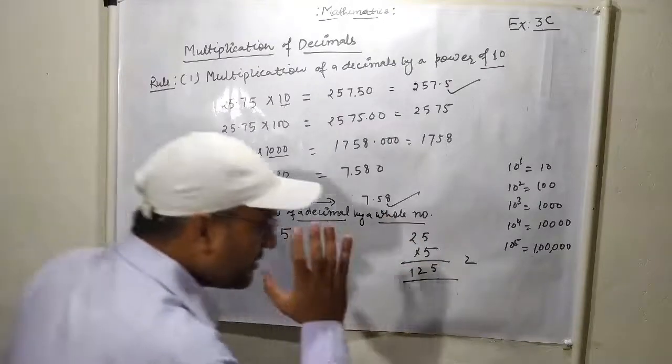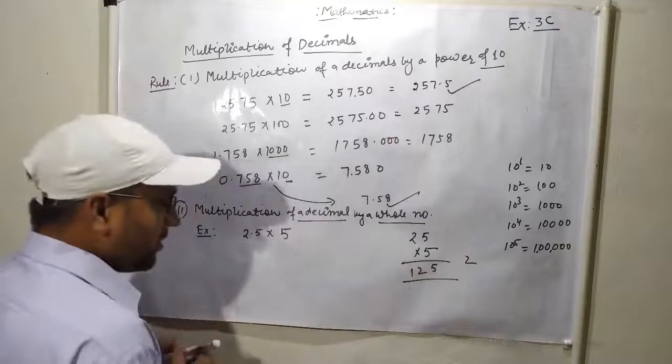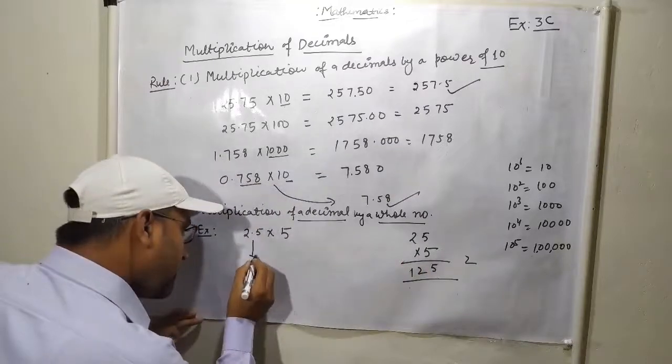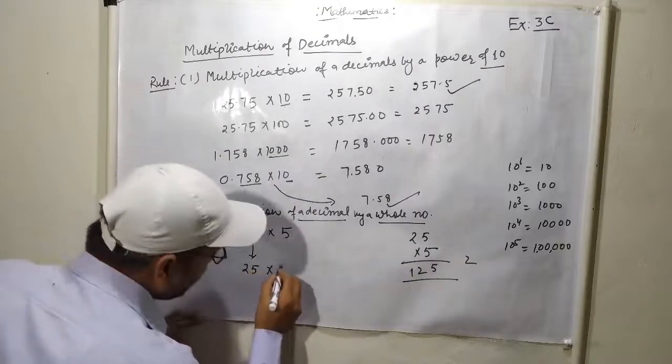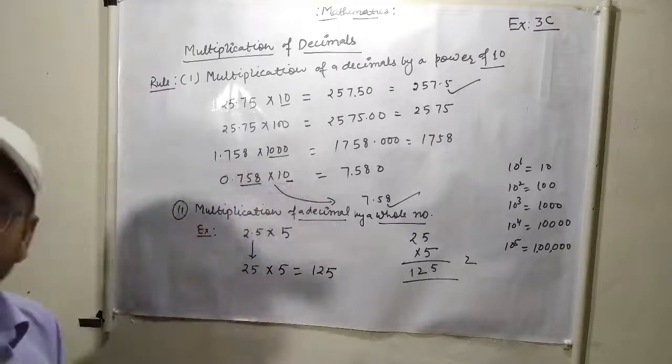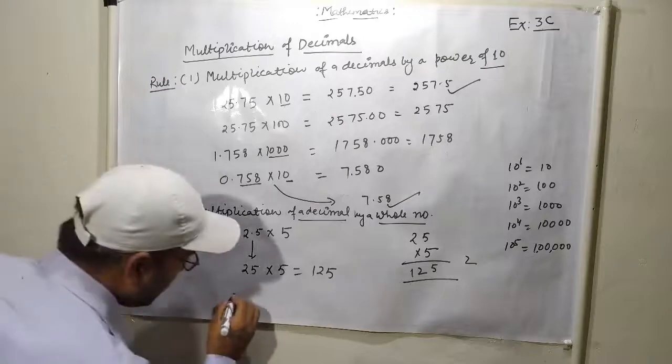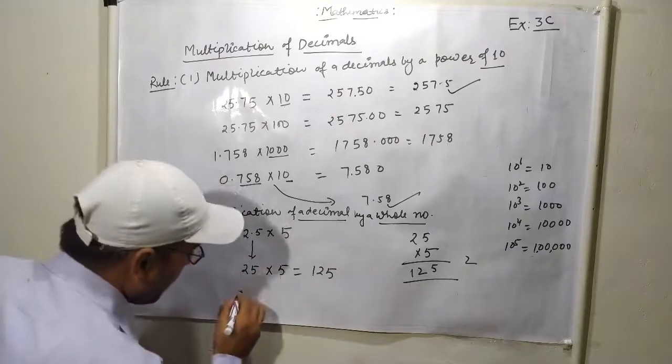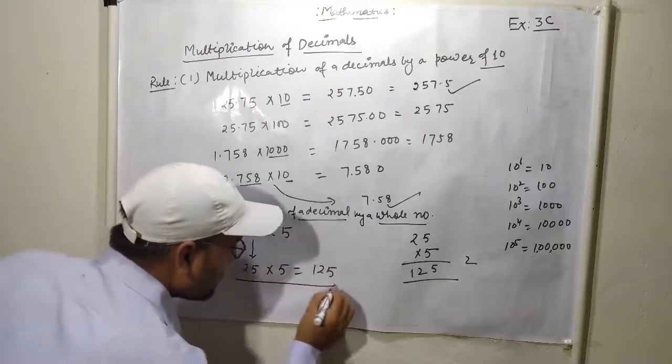Then it's very important: 25 multiplied by 5, you get 125. This is the product of two whole numbers. But if you take this one as a product, this is the whole number product.